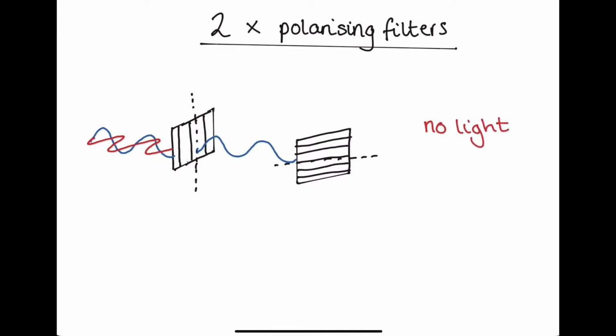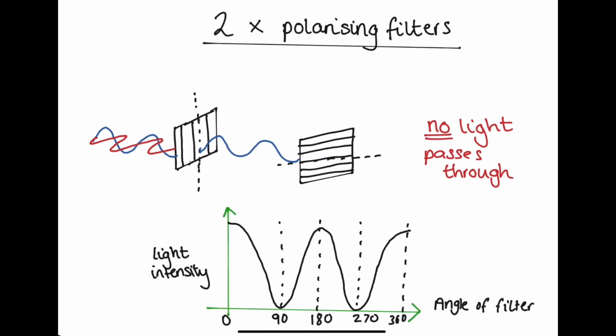However, when those light waves which are vibrating in the vertical plane are incident on the second filter, which has been rotated horizontally, none of those waves are able to pass through because it only will let light pass through in the horizontal plane. Let's look at this graph below.